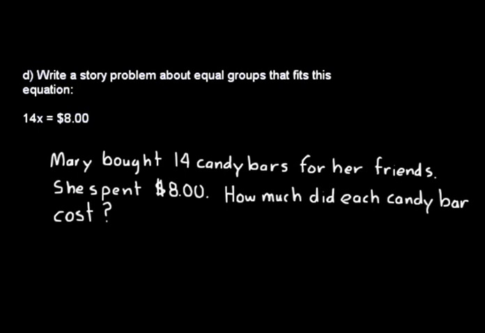Well, here's one of many possible solutions for this. There's lots of different story problems that would fit that equation. One is Mary bought 14 candy bars for her friends. She spent $8. How much did each candy bar cost? So that's what that equation is telling us, right? 14 times x equals $8. Well, if we had 14 candy bars that cost x dollars, 14 times x would be $8, the amount Mary spent. So that would be a valid story problem to fit that equation.